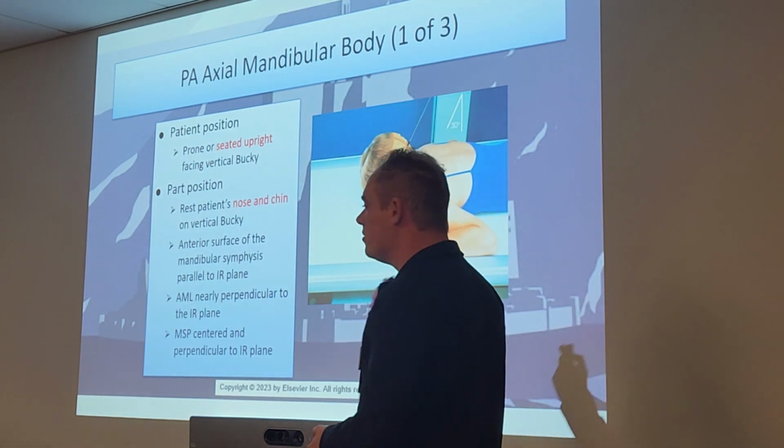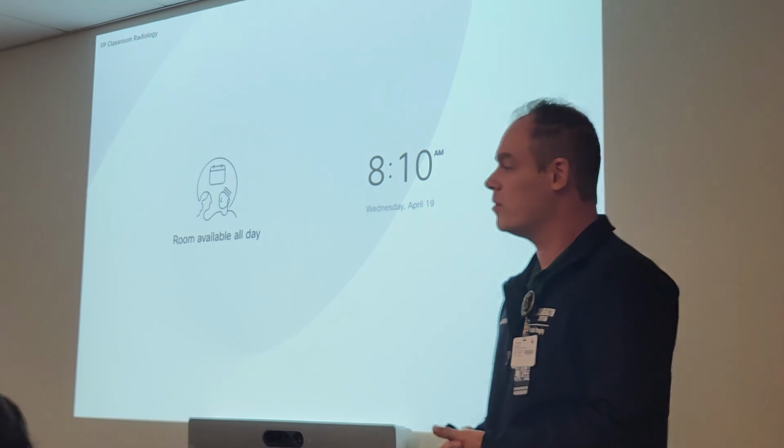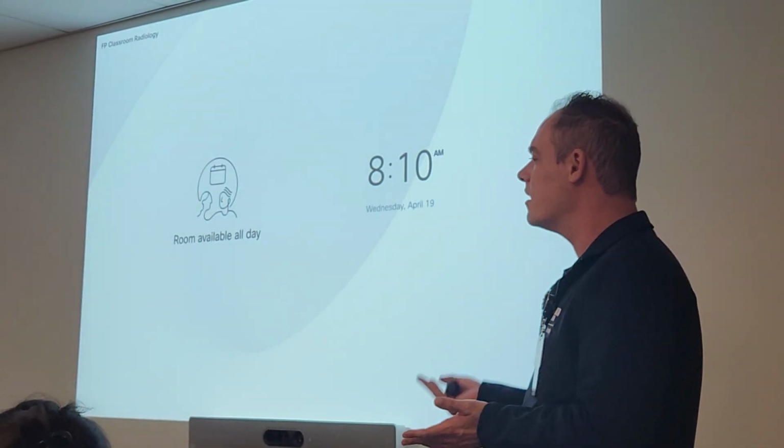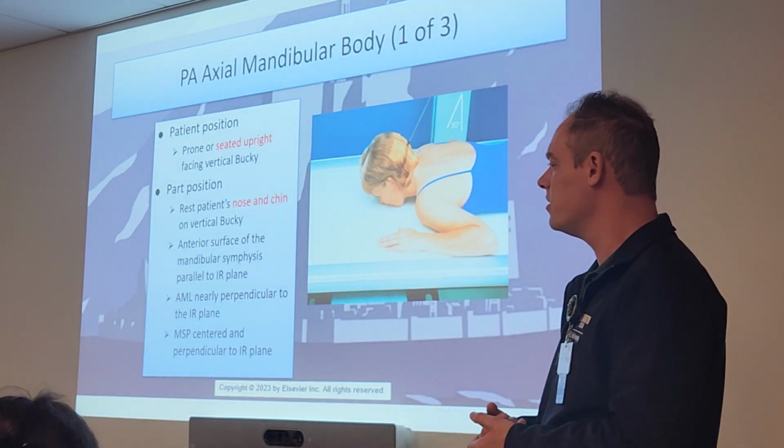Now, as you can see, before we go to the next slide, is once again going to be a 30-degree cephalic angle. When we're doing our mandibular axial views, we're utilizing the cephalic angle as opposed to that caudad like we did for the Caldwells. A little bit different to elongate that portion of the jaw.